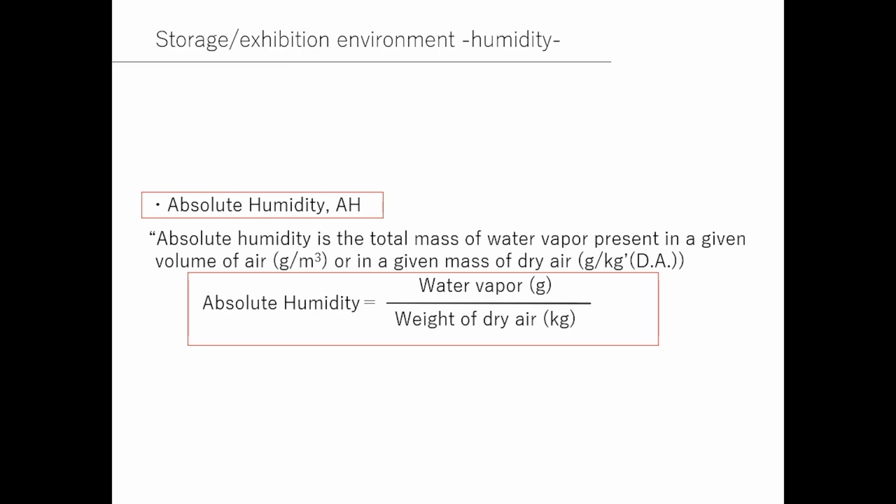It can also be expressed as the amount of water vapor contained in 1 cubic meter of dry air. In any case, the definition of absolute humidity is a value that does not depend on temperature and is the absolute amount of water vapor contained in a certain weight of dry air or a certain volume of dry air.